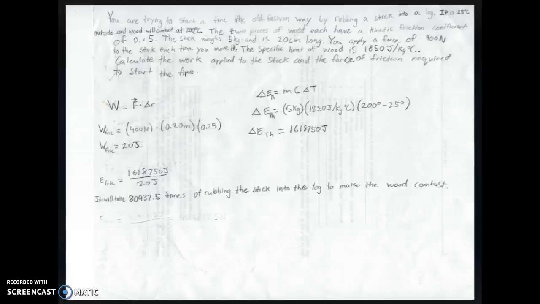First, we want to calculate the work, which is equal to force times delta R. This is the work friction, so we set it equal to 400 newtons times 0.20 meters times the frictional coefficient, which is 0.25, and we get a value of 20 joules.